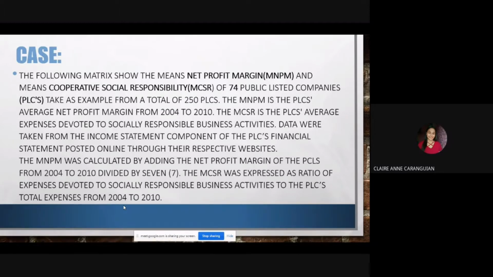The mean net profit margin was calculated by adding the net profit margin of the public listed company from 2004 to 2010 divided by 7. The mean of corporate social responsibility was expressed as a ratio of expenses devoted to socially responsible business activity to the public listed company's total expenses from 2004 to 2010.